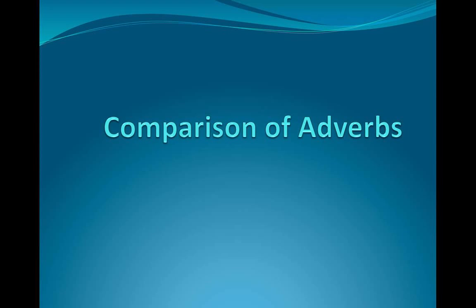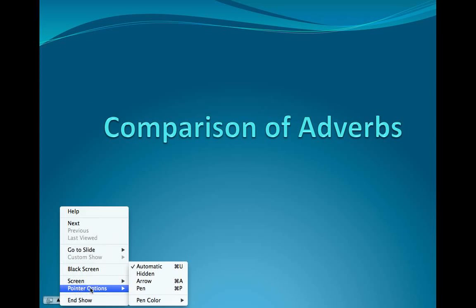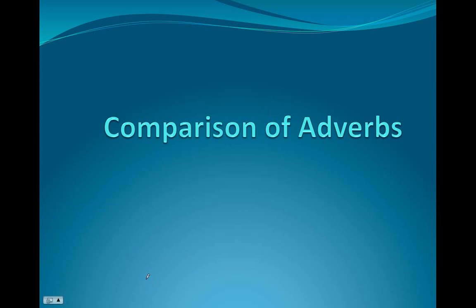Adverbs in English are words that describe verbs and adjectives. Usually they end in -ly. So we can have words like quickly. How did he run? He ran quickly, or he read quickly.